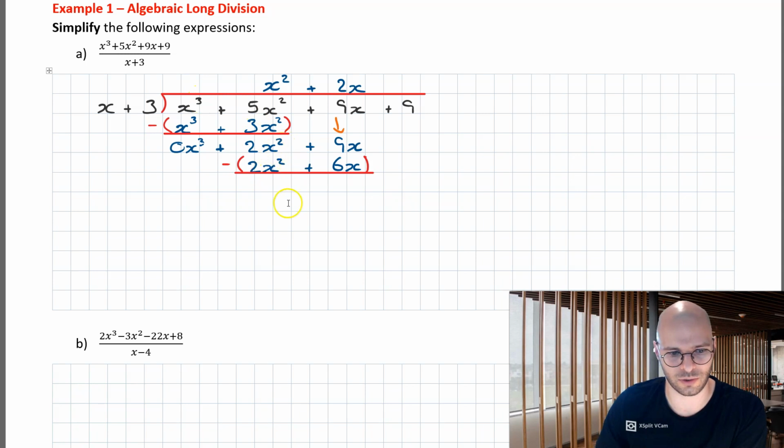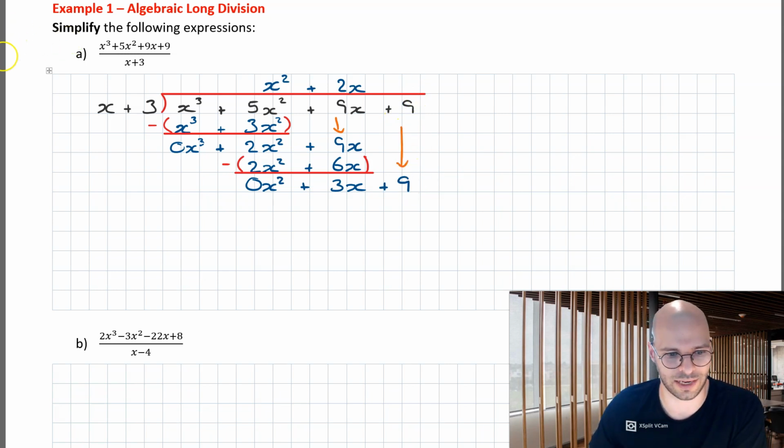2x squared take away 2x squared is 0x squared, plus 9x take away 6x will give me 3x. Done. Subtraction over. Now it's time to build the working expression again. I need one term and I need two terms, so I look above and I pull this 9 down.